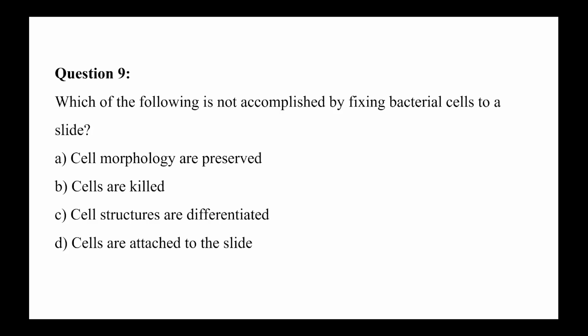Which of the following is not accomplished by fixing bacterial cells to a slide? Option A, cell morphology is preserved. Option B, cells are killed. Option C, cell structures are differentiated. Option D, cells are attached to the slide.